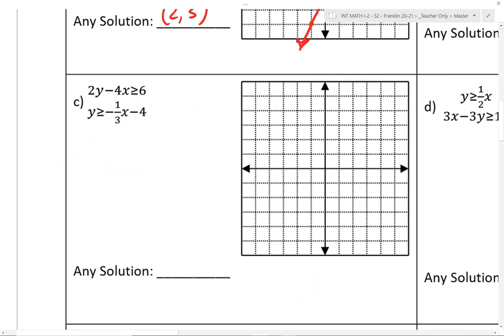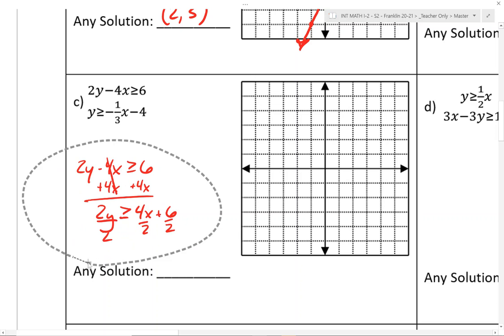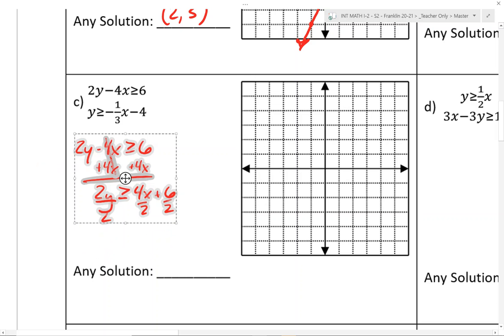Okay, next one. Our first inequality is 2y minus 4x is greater than or equal to 6. We're going to have to solve that one. Let's go ahead and do that. We're going to add 4x to both sides. So 2y is greater than or equal to 4x plus 6. Divide everything by 2, and we get y is greater than or equal to 2x plus 3.